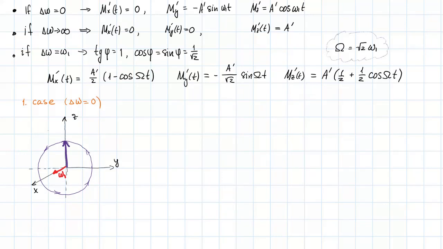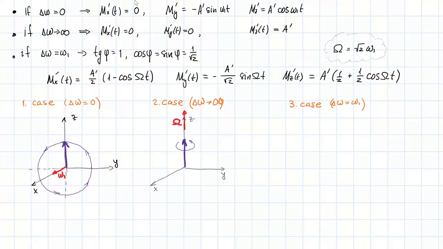In the second case, delta omega is very large, and the effective rotating frequency, capital omega, goes along the z-axis. Therefore, the magnetization, which is initially oriented also along the z-axis, rotates around the z-axis. Obviously, in such a situation, no effect is observed. In the third case, the vector, capital omega, is oriented along the bisection between the x and z axes. Hence, the initial magnetization will move on the surface of the cone, shown in the figure.